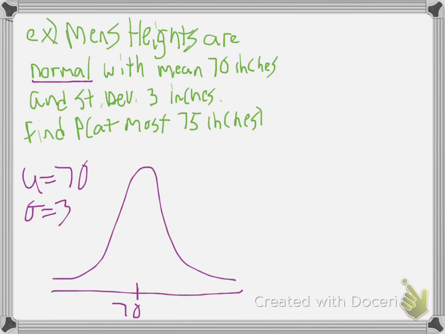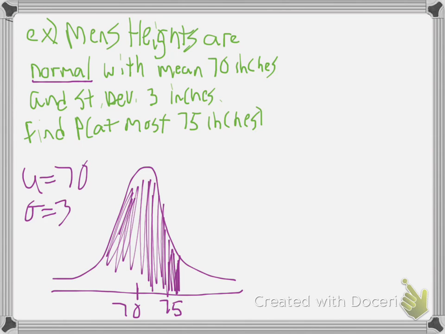And it says, find the probability that a randomly selected person is at most 75 inches. Well, 75 is definitely more than 70, so 75 goes on the right side there. Remember, at most is up to that number. So we're actually asking for all this area to the left of 75, at most. So this whole area here.